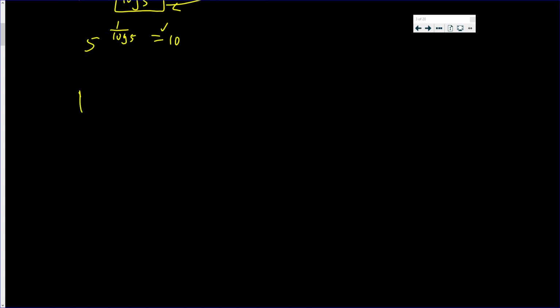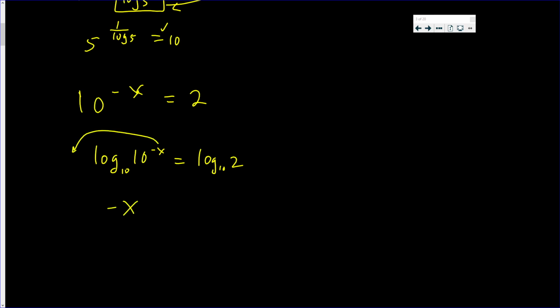Now, if you have 10 to the negative x is equal to 2, well, I don't know what to raise 10 to get 2. So I will definitely use log this time. Log base 10. The reason is the left side is just negative x, because this comes down as negative x times this, which is 1, equals log 2. So x is negative log 2.